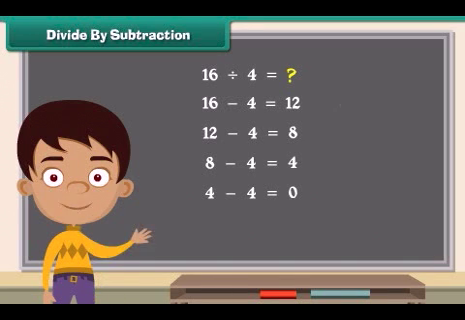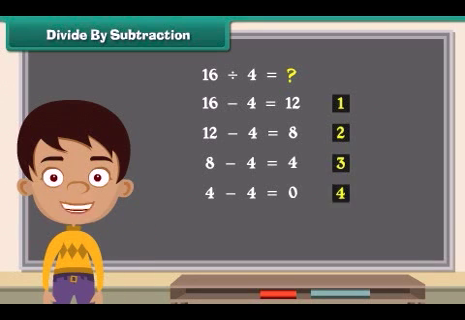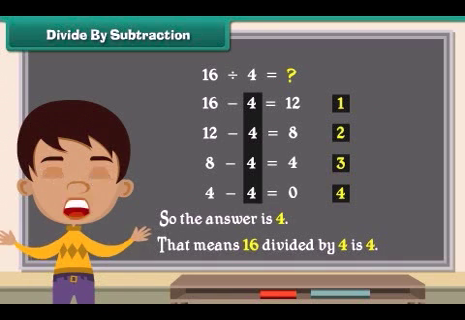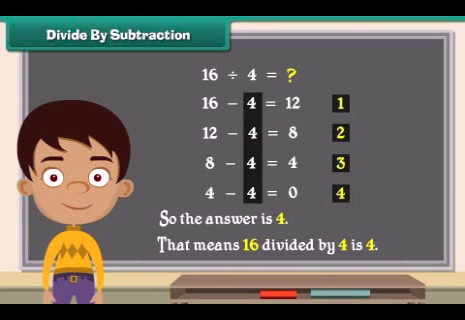Let us now see how many 4s have been subtracted. 1, 2, 3, 4. 4 fours have been subtracted. So the answer is 4. That means 16 divided by 4 is 4.